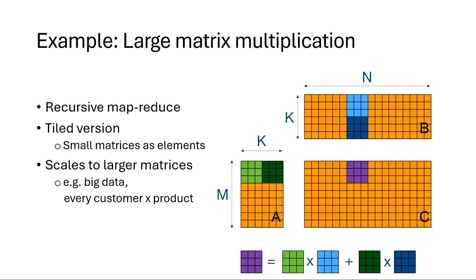Okay, so to calculate this, we're going to do green times light green times light blue plus dark green times dark blue.